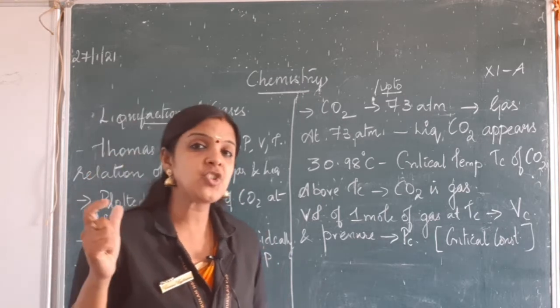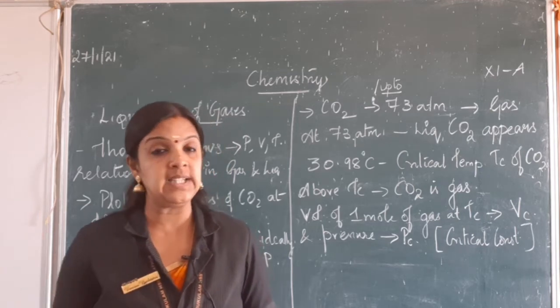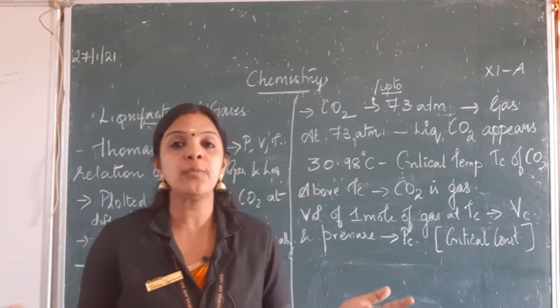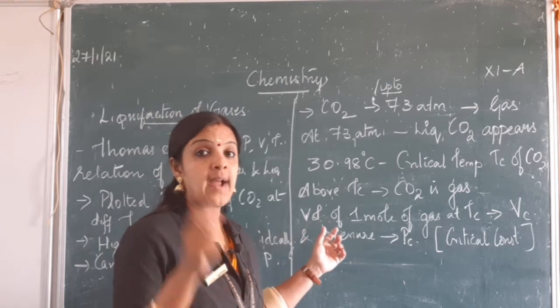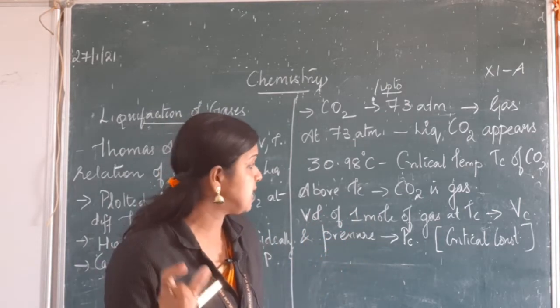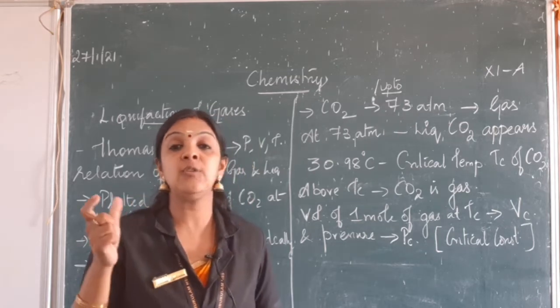So critical temperature is a temperature at which the gas tries to behave like a liquid. Above the critical temperature, carbon dioxide is no more a liquid, it is again a gas. The volume of 1 mole of a gas at that particular Tc, that is critical temperature, we call it a critical volume.